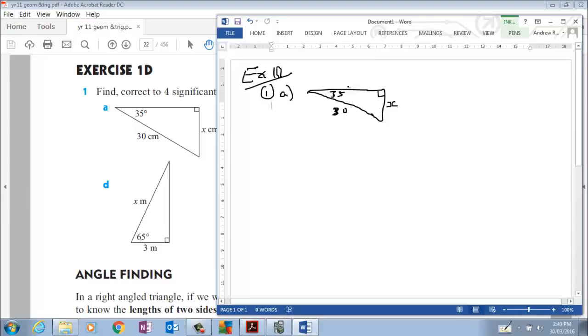We're not given the top side. Now we need to know the terminology. We always talk about sides in reference to the angle. Now x is opposite the angle, so we call that opposite, or O. The longer side is the hypotenuse, I'll call it H, and the side next to 35 is called the adjacent, or A.